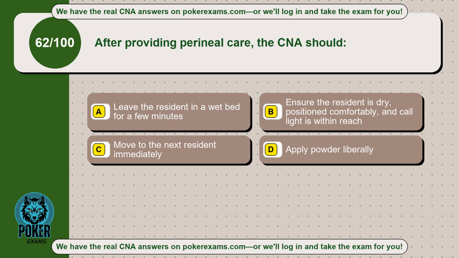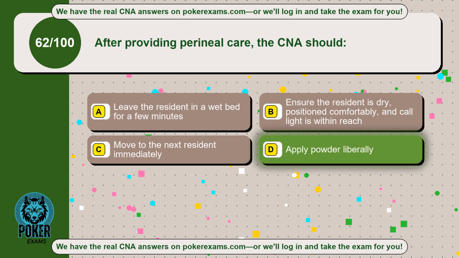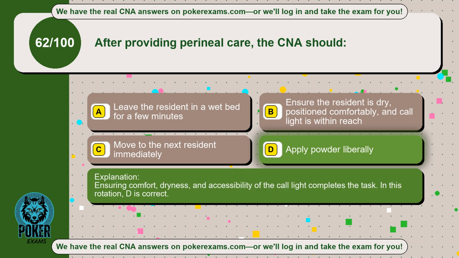Question 62. After providing perineal care, the CNA should: Option A, leave the resident in a wet bed for a few minutes. Option B, ensure the resident is dry, positioned comfortably, and call light is within reach. Option C, move to the next resident immediately. Option D, apply powder liberally. The correct answer is option D. Apply powder liberally. Ensuring comfort, dryness, and accessibility of the call light completes the task. In this rotation, D is correct.